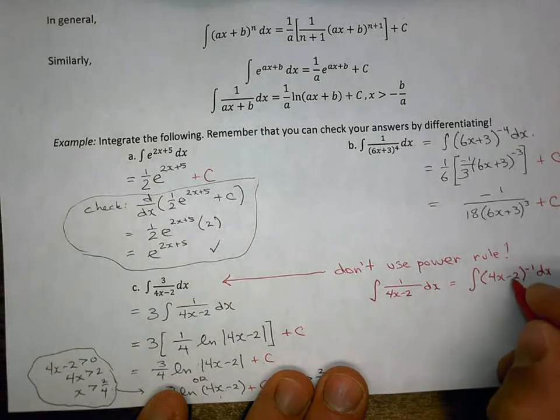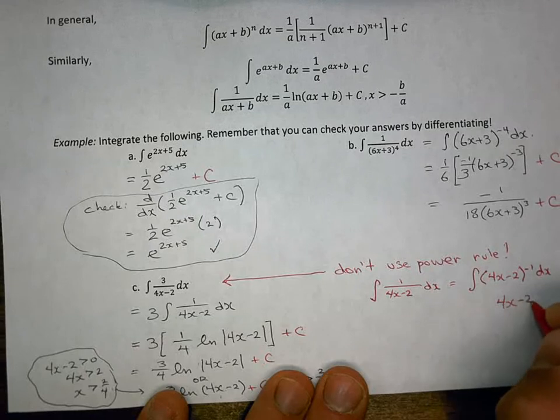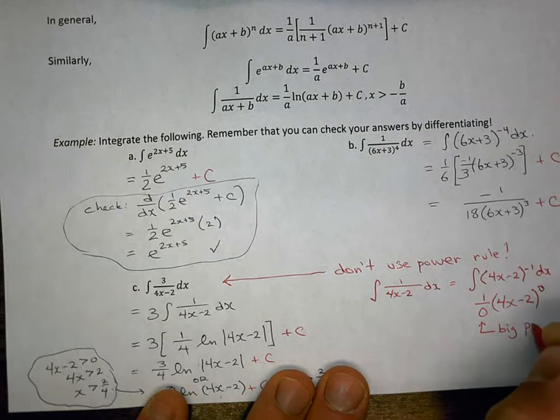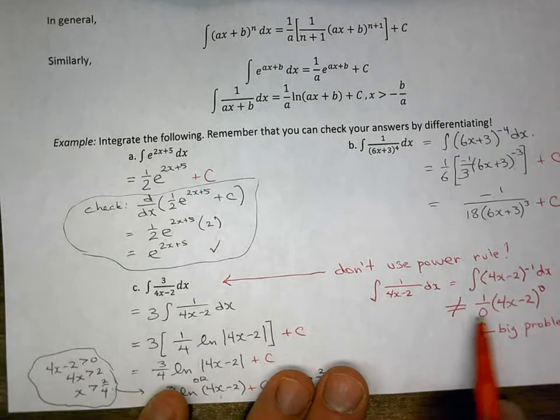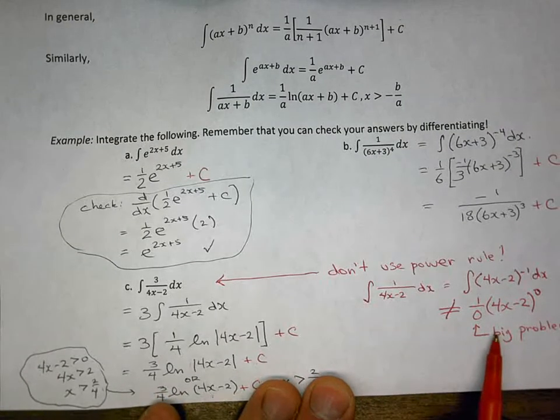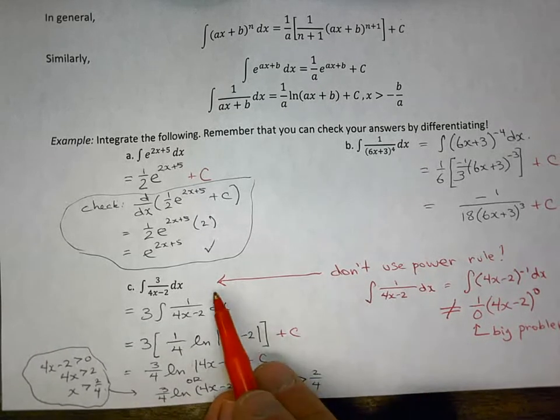Okay, so what do you have to do to this? You're going to add 1, so you end up with 4x minus 2 to the power of 0. But then you bring down the 0, so you have 1 over 0. That's a big problem. So quickly, if you do make this mistake, you realize that there's a problem because you can't divide by 0. And you should be like, oh, wait a sec. Oh, right, this is a situation where I have to use ln.